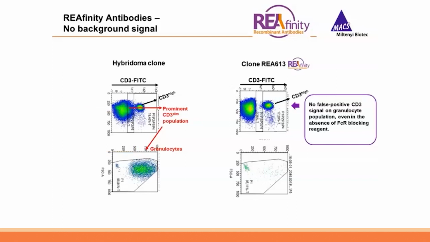This, however, was not the case when clone REA613 was used for labeling cells and eventually for analysis. Here one can only see the true positive population, and the background signal is absent altogether.